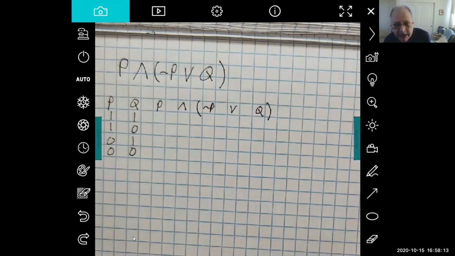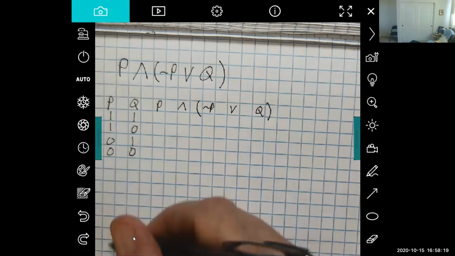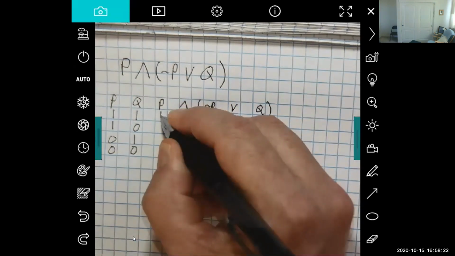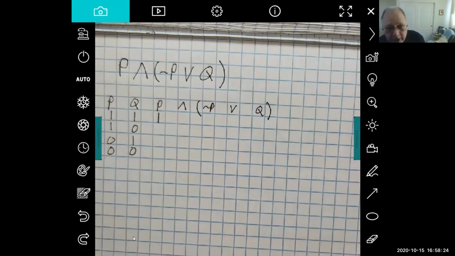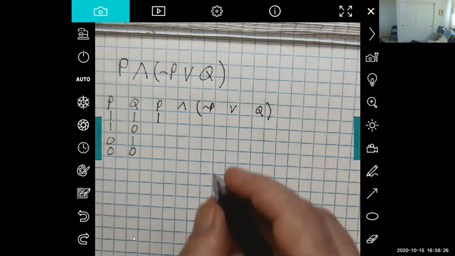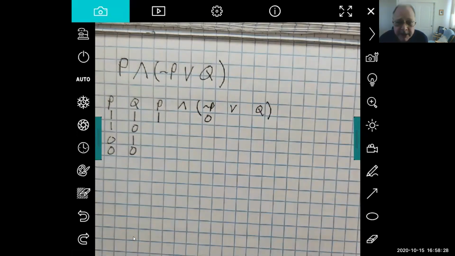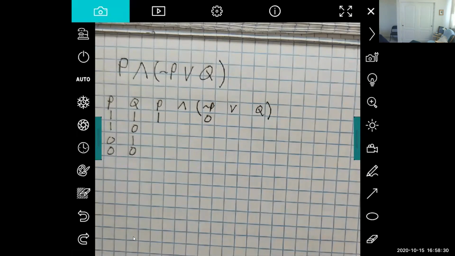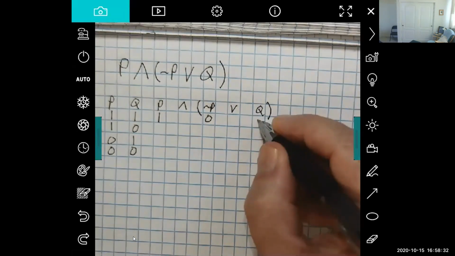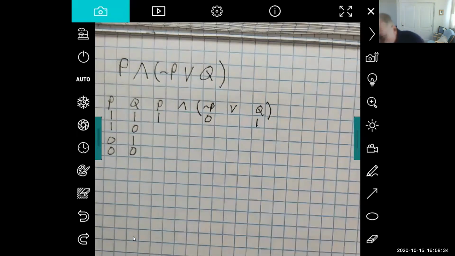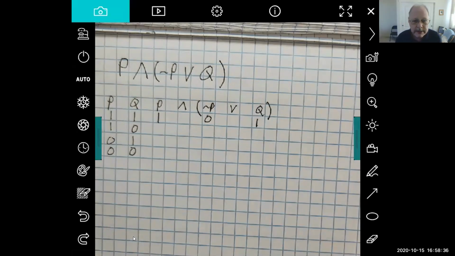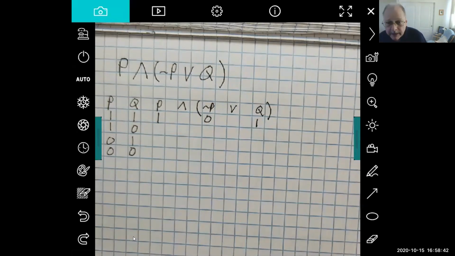And then I'm going to start making my expression. So on the top row, P is 1, not P is 0, Q is 1. What do I do next? Because of the parentheses, you know, we have an order of operations.